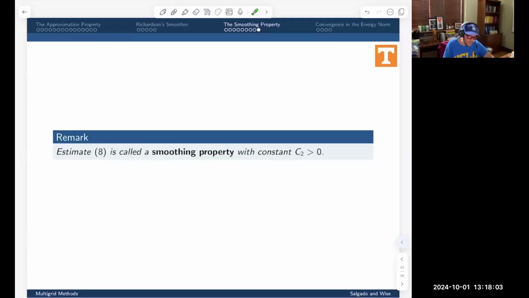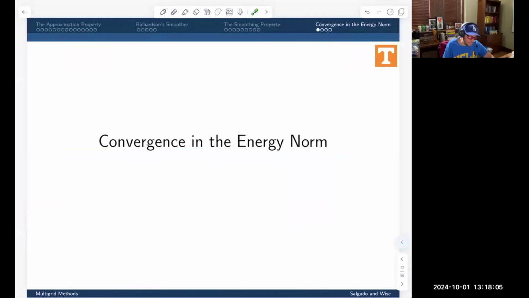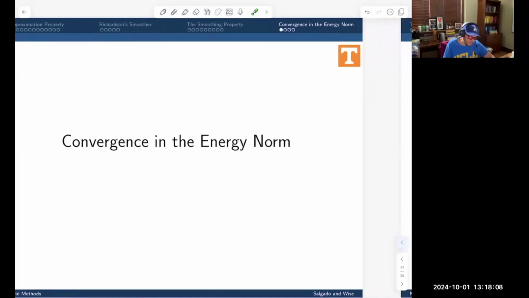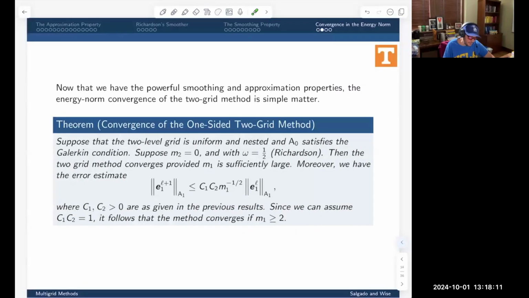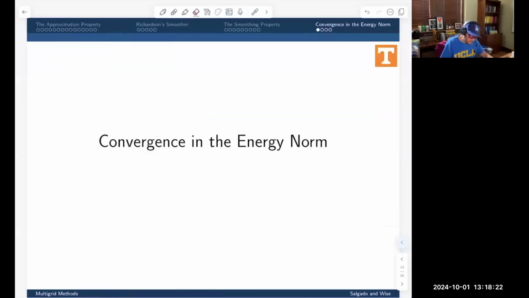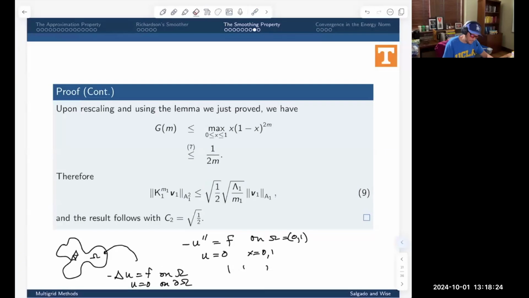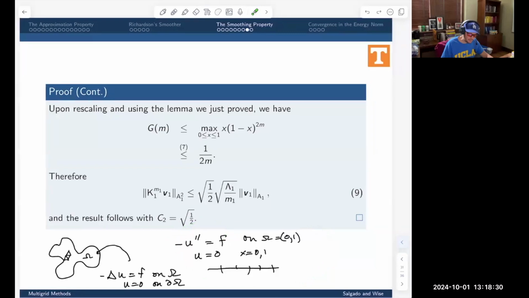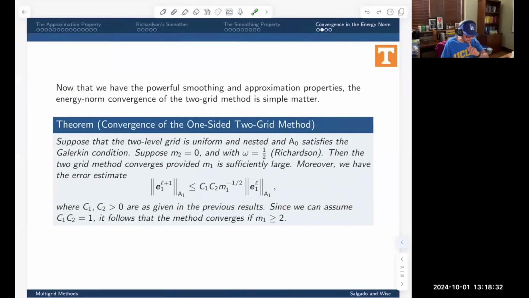Well, now we have the two keys that we need to open this door of convergence in the energy norm. We're aiming to prove the two-grid method is convergent, and we want to show that with these two properties that we just now justified. Again, we've only justified these properties right now for the very simple case. But that's okay. I just want to show you how this works. Okay, we have smoothing, we have approximation. Let's turn those keys and open this door of convergence.